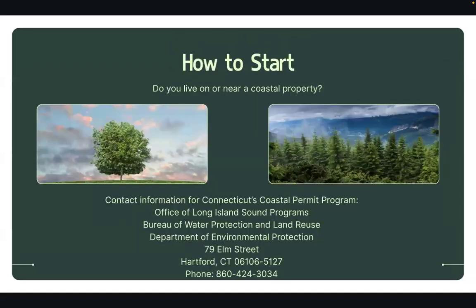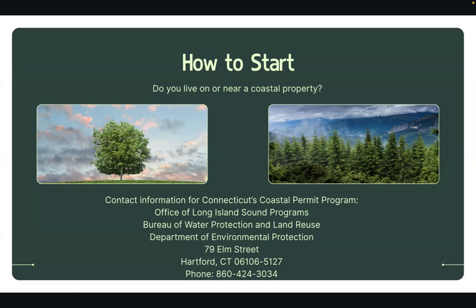So types of coastal habitats are tidal marshes, estuaries, submerged aquatic vegetation, coastal grasslands and shrublands, and so many more. So you can ask yourself, do I live near or on a coastal property? And all of these are subject under the Connecticut Coastal Management Act. Any work or planting that you propose to do in or near a tidal wetland or watercourse, beach or dune may require a state permit.